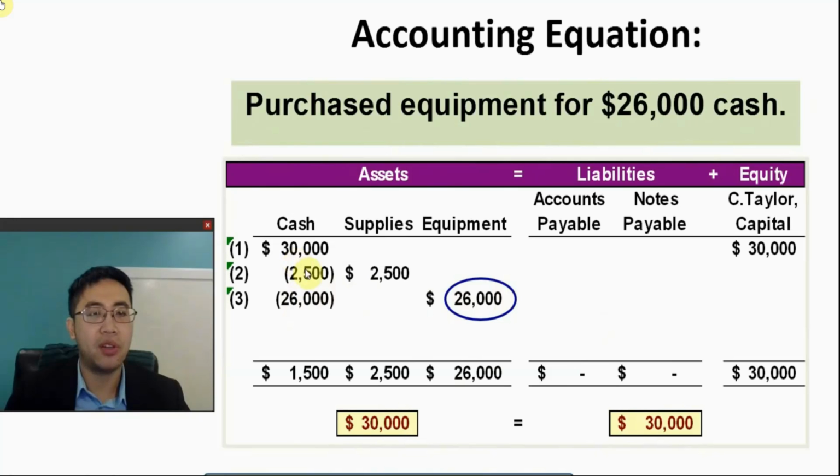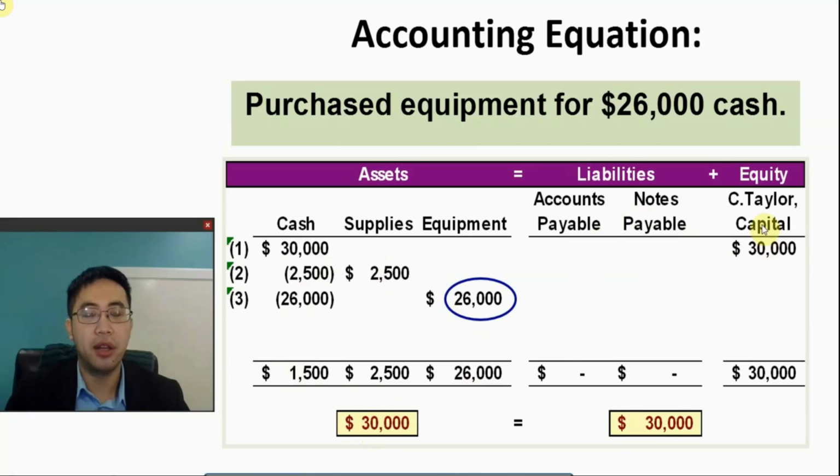So after two rounds of deduction, your cash changed from 30,000 all the way to 1,500. Because 1,500 is 30,000 minus 2,500 minus 26,000. And then your supplies increased from 0 to 2,500. Your equipment increased from 0 to 26,000. A combination of these three types of assets would still give you 30,000.